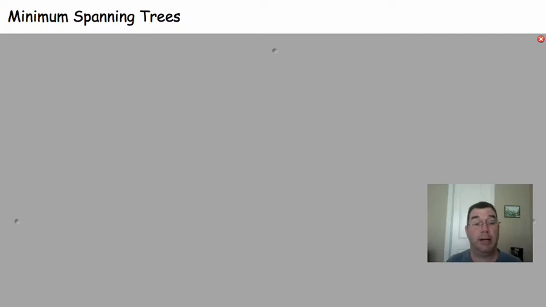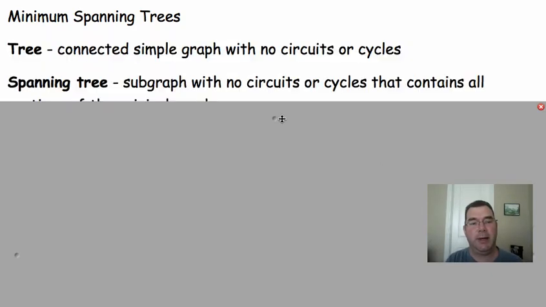All right, now we get into the meat of this graph theory. Now that we've done a bunch of defining things, now we actually put it to use to solve problems. And one of the problems is to find what's called a minimum spanning tree. So let's talk about what that means to find a minimum spanning tree.